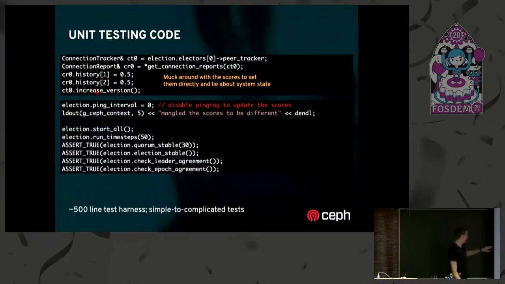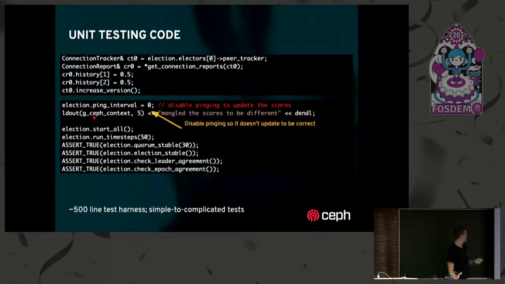And we can do this to a bunch of them. And then I disable the pinging between monitors. What that means is that they'll stop sending the ping messages, so they will not change the scores away from 0.5, so I know exactly what the scores are. And the only time the scores propagate is when they send election messages to each other. All right. Yep. And then I run forward in time with the start all and run the time steps, and then I make sure, hey, we resolved on a leader, and that leader is stable, and the quorum is stable, even though they had disagreeing scores for what each other were. And we've checked that the leaders agree and the epochs agree.